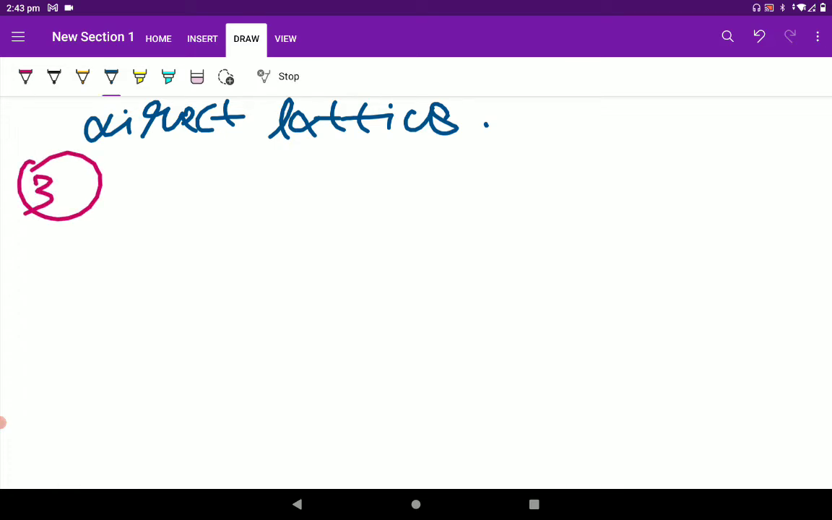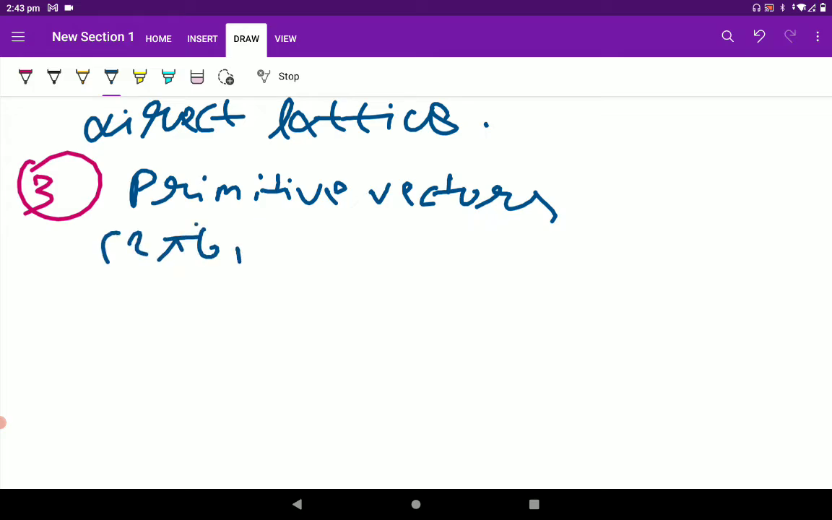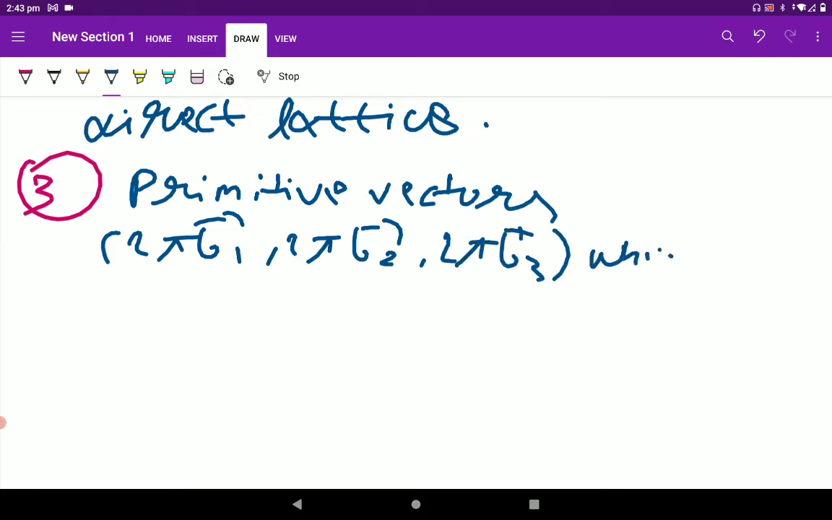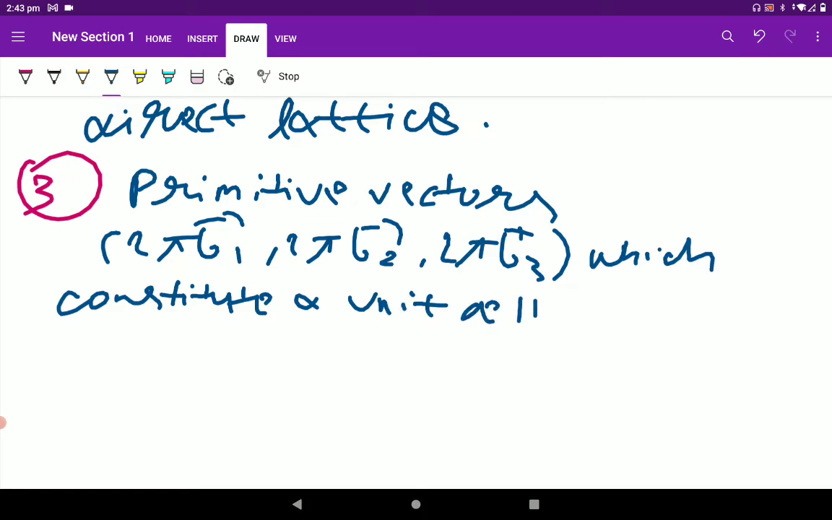The third property is, since the reciprocal lattice is a Bravais lattice, we have the primitive vectors 2 pi b1, 2 pi b2 and 2 pi b3 vector, which constitute a unit cell in this Bravais lattice.